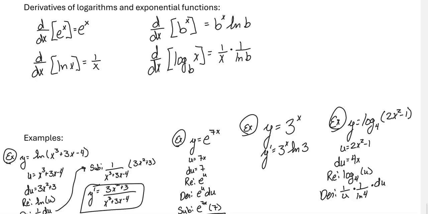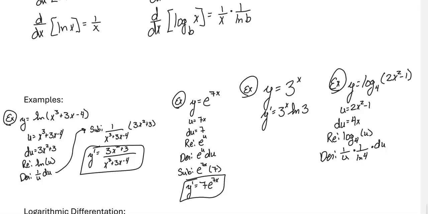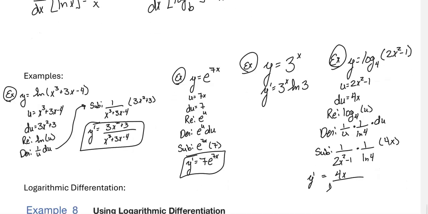And then when we substitute back in, we're going to have 1 over u, which is 2x squared minus 1, times 1 over the ln of 4 times du, and our derivative is 4x. Now I'm just going to clean this up. So y prime equals 4x over ln of 4 times 2x squared minus 1.